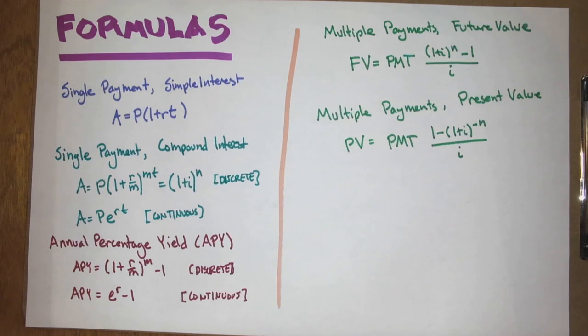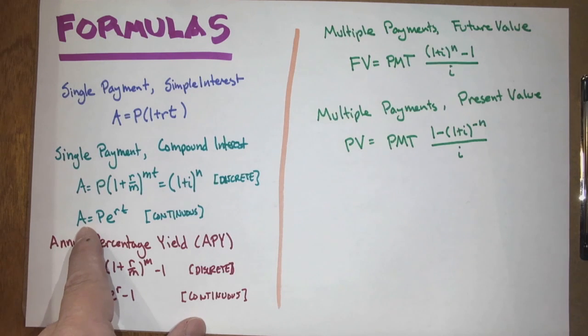Now, that's if you break things up into discrete periods. You might have quarterly, semi-annually, monthly, or weekly. But there's also this idea of never stopping, always earning interest, continuously compounding interest. And so that gets us to the formula.